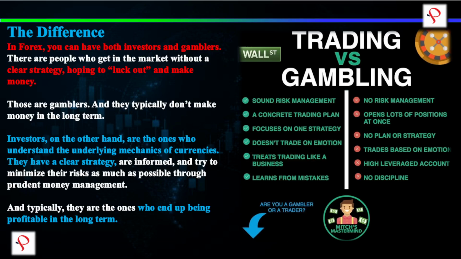So those persons who are professional forex traders, they have sound risk management before entering a trade. They have a concrete trading plan. They focus on one strategy. They don't trade on emotion because they always have their risk factor before entering a trade. They treat trading like a real business, and they always learn from their mistakes through backtesting and journaling. So from this video, you can now see the difference. You know the difference between a professional forex trader and a forex gambler.